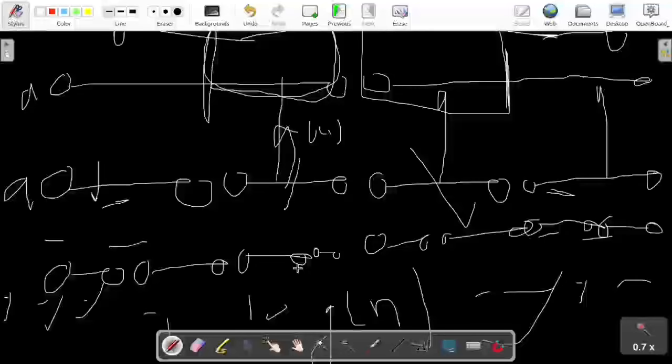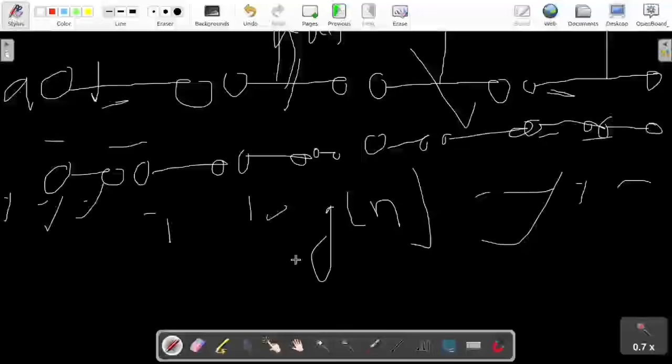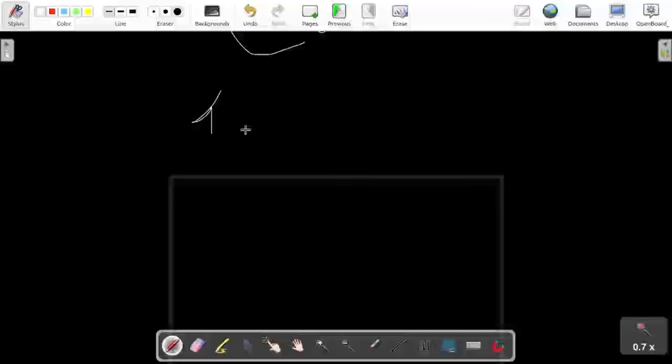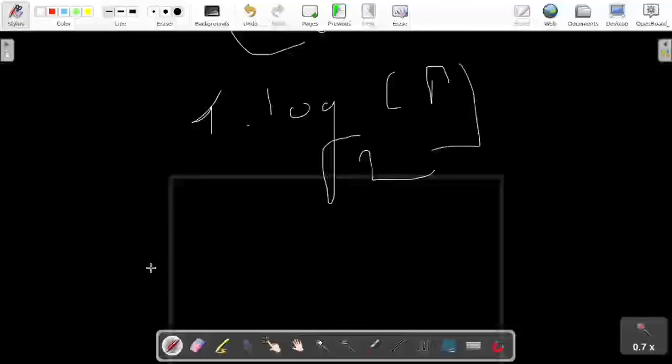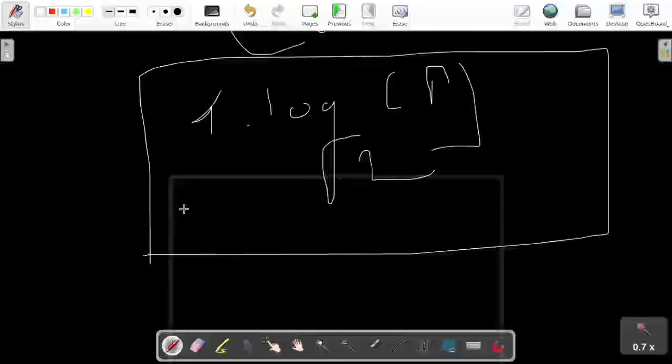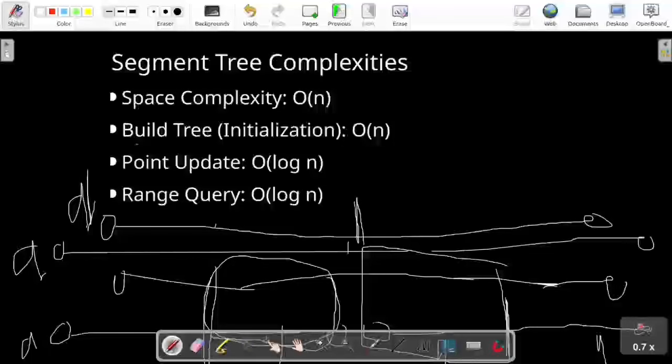At max, we can process 4 queries at a time. That's why the time complexity is said to be 4 times log n. As you can observe, a range cannot break more than 4 times, so at max we will process only 4 ranges. But in big O notation we ignore constants. That's why the range query time complexity is log n. That's it.